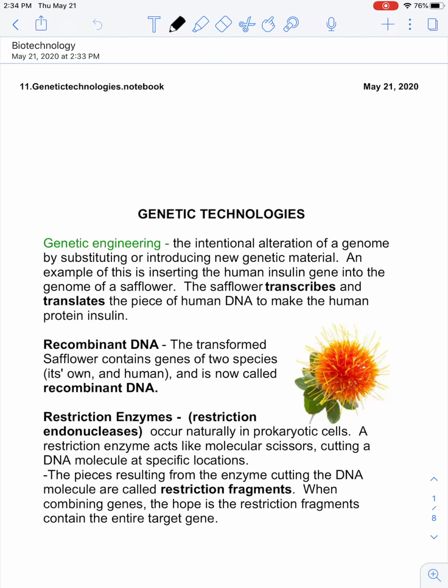Okay, so we're going to do our last note for this unit, and next week you're going to be doing some rather difficult research for me. So you're going to do a research paper. So we're going to finish up by looking at some of the genetic technologies that there are.